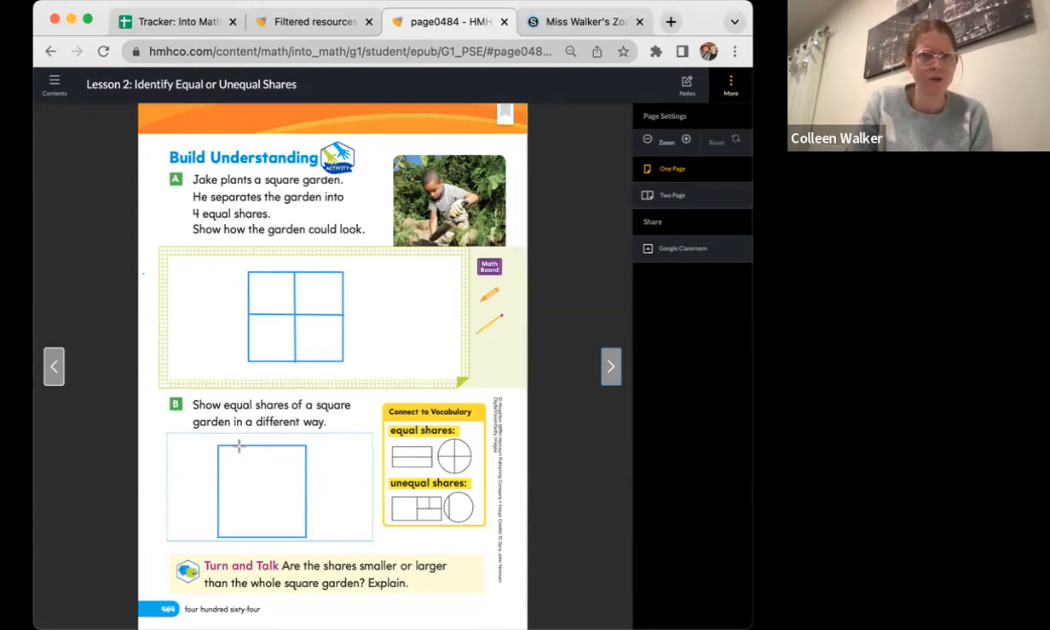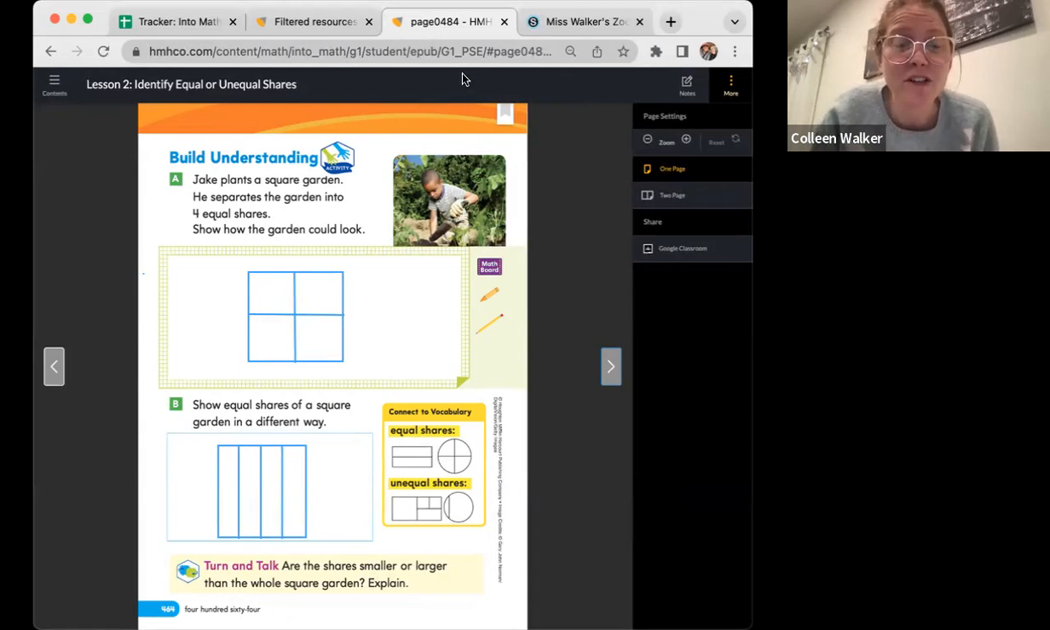Can we think of a different way to separate it? So we could try to separate it in half and in half again. Yeah, so we could separate it vertically, right? Instead of 4 squares, we could separate it into 4 rectangles. Time to turn and talk. Are the shares smaller or larger than the whole square garden? What do you guys think?